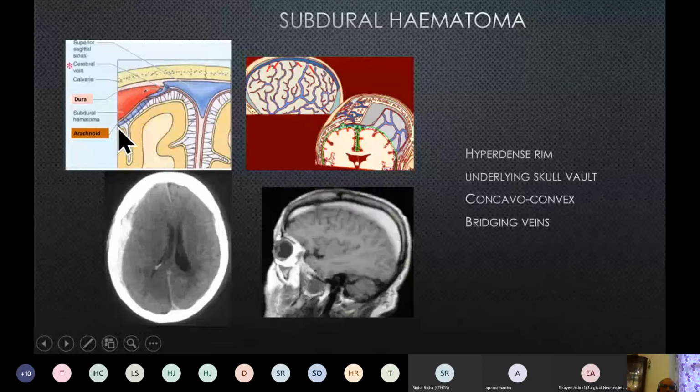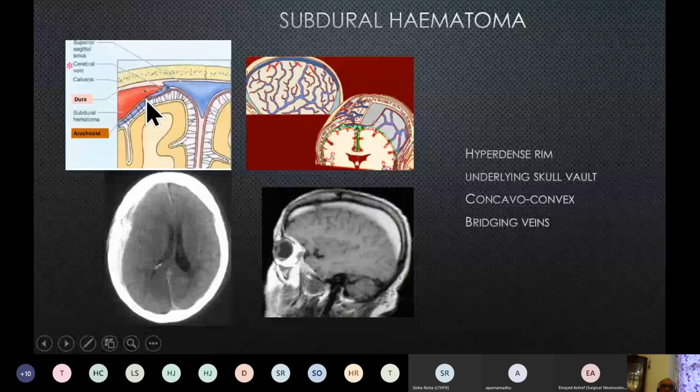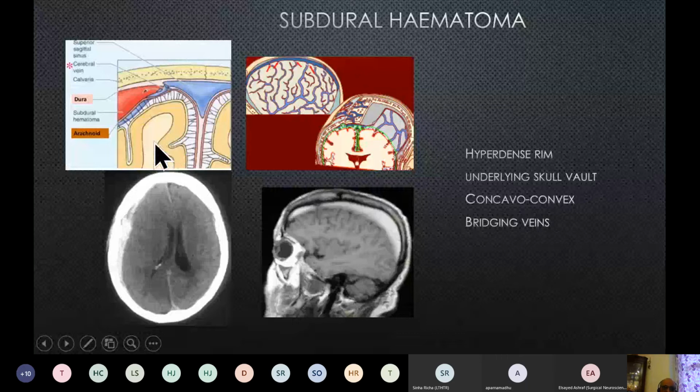But when they traverse this space, they are most susceptible to trauma, either because of shaking or when the brain atrophies, as in elderly people, when the brain shifts away from the calvarium and these veins are stretched, and hence responsible for the more susceptible nature of these veins, causing the subdural hematomas, as seen in this example over here, which are typically convex and extend over a much larger area.